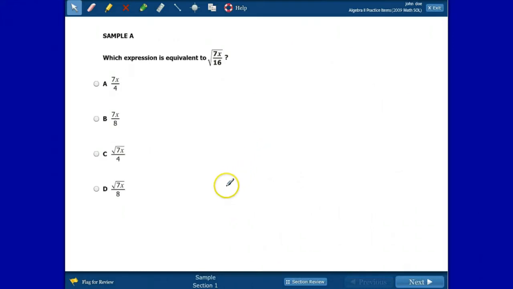Okay, so we're going to try going over these samples. I got a sample A and a sample B, and then I think there's like 37 problems for us to do in the released questions from the state.